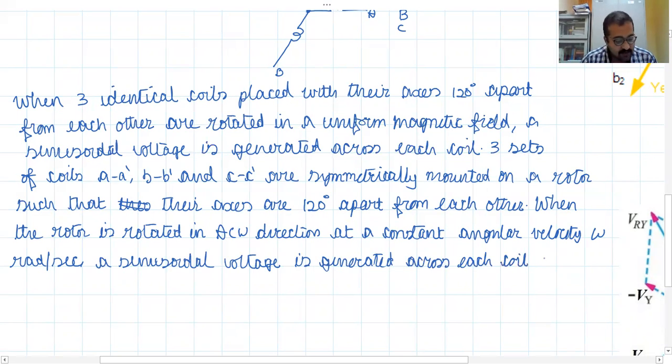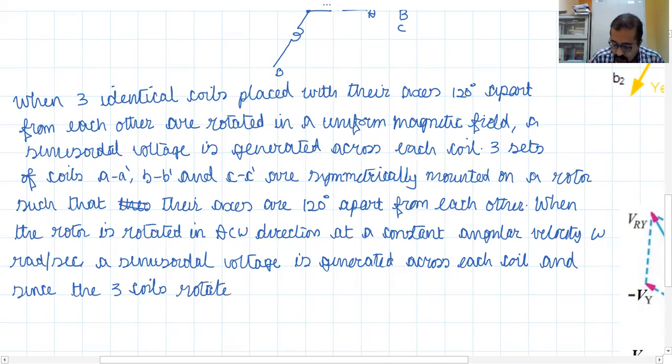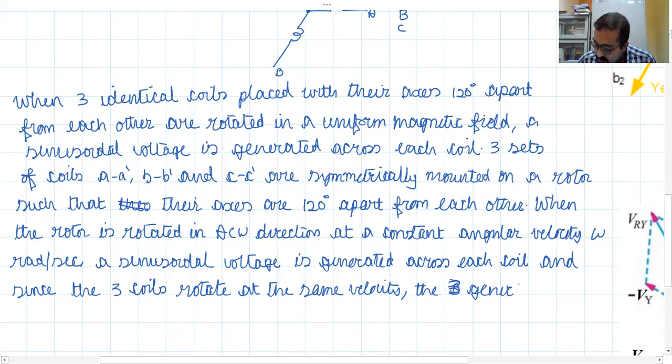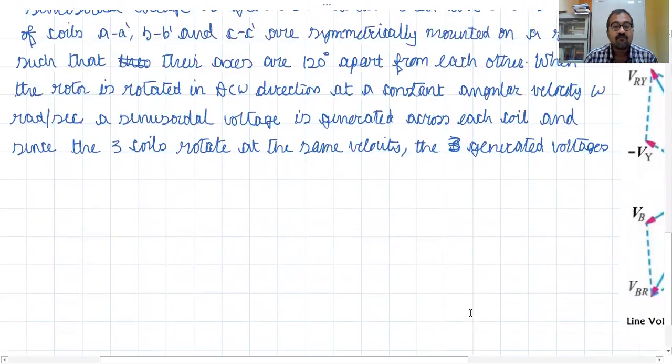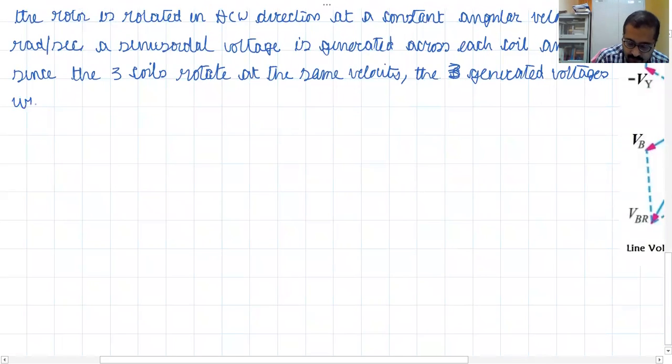And since the three coils rotate at the same velocity, what happens? The three generated voltages will have the same frequency.